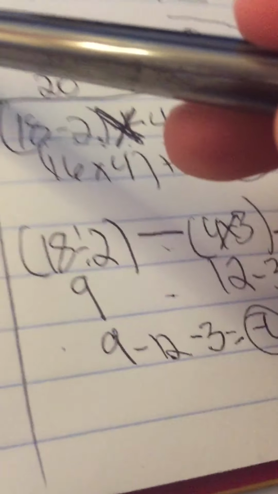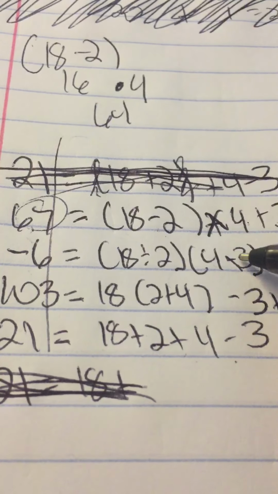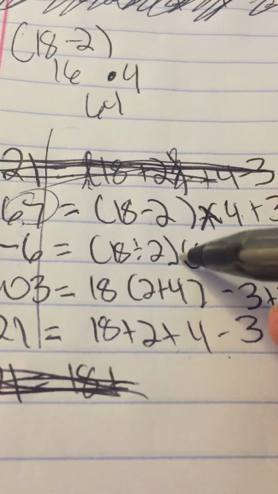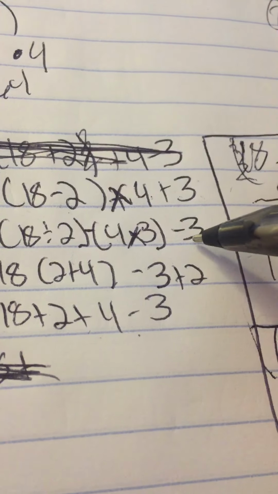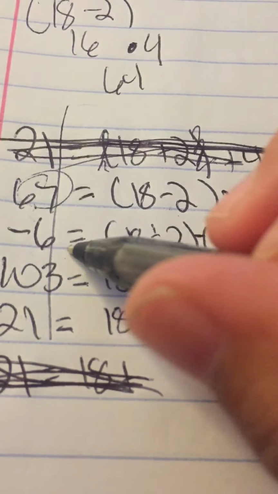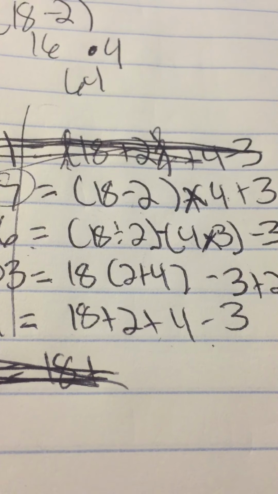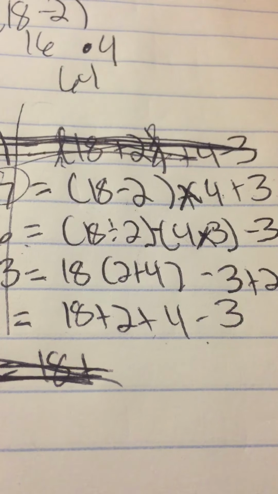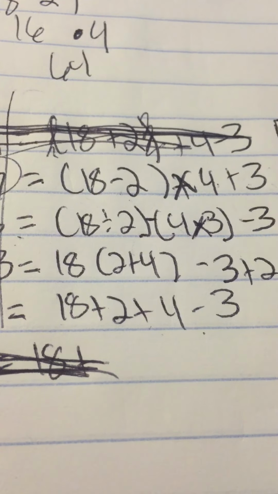I think it must have been a mistake here. That is supposed to be here, and that is supposed to be here, and then minus 3, and that got me to negative 6. Okay.